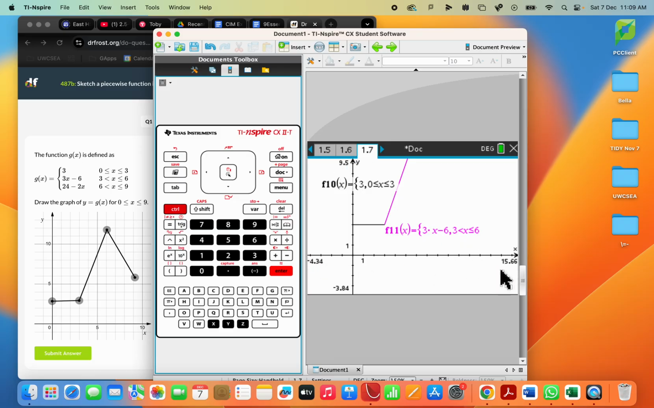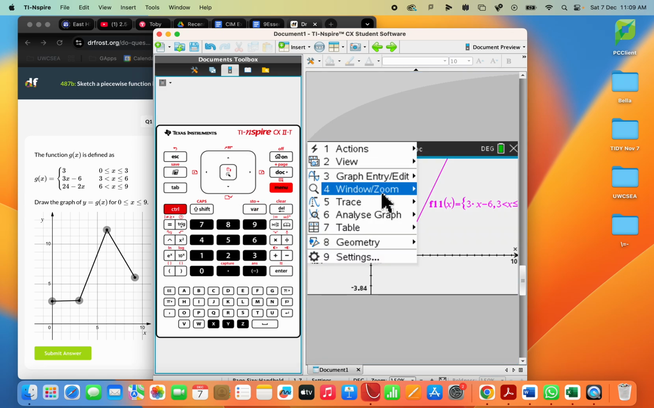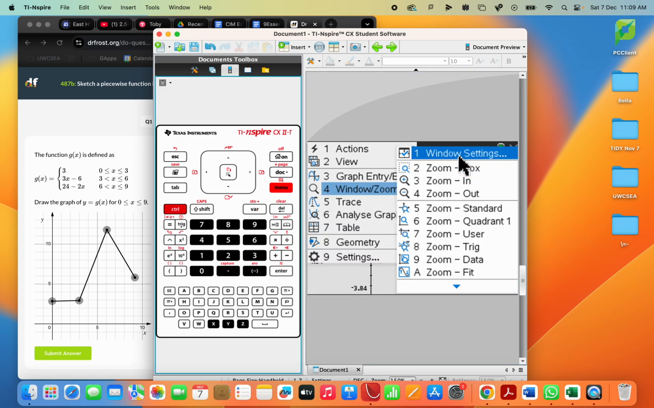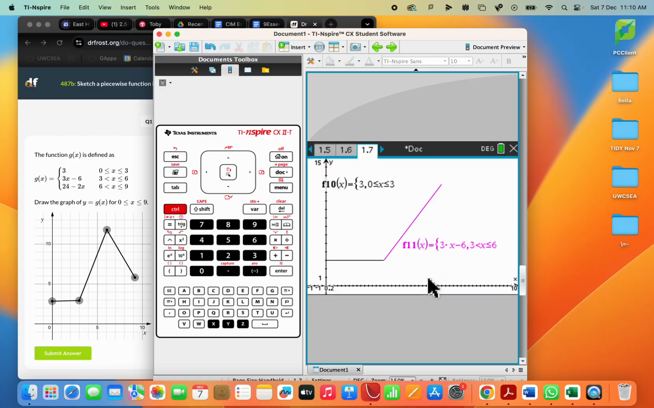That's nice, right? I'm going to go and change my scale a little bit. So you can actually double click on these numbers, and you can change it automatically like this. That can be a little bit fiddly. You go menu, window zoom, window settings. Alright, so here's my x from negative 1 to 10. Then my y values, I'll go also negative 1, and I'll go up to 15 here. That looks better, right?